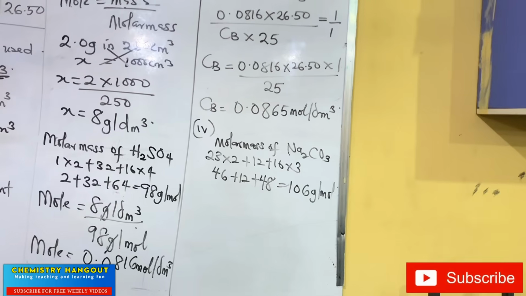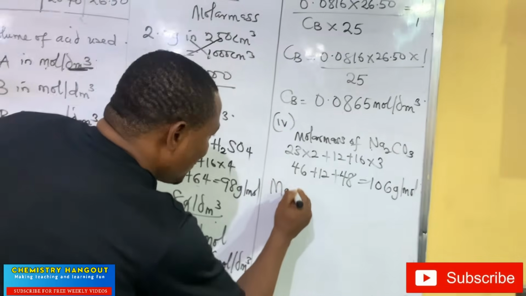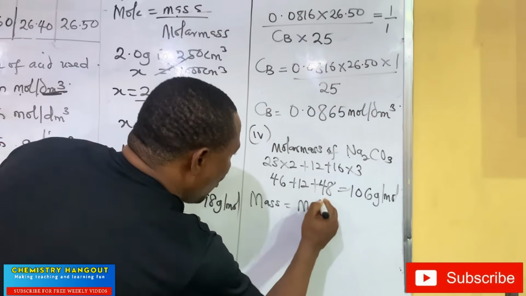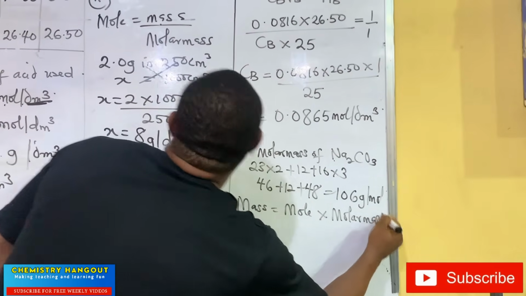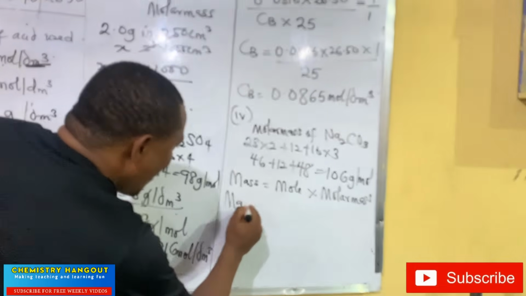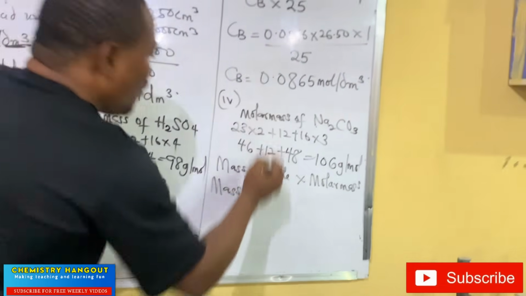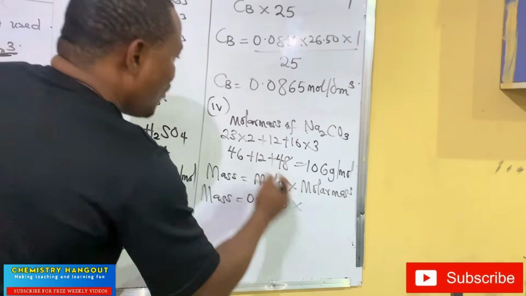So from there, the next thing we should look for is what? The mass. So mass, you now do what? Mole times molar mass. How did I get this? I'm just making mass the subject of formula here. If I make mass the subject of formula, it will be mole times molar mass. So from there, our mass becomes, what is the mole? We have gotten that 0.0865 times what is our molar mass?